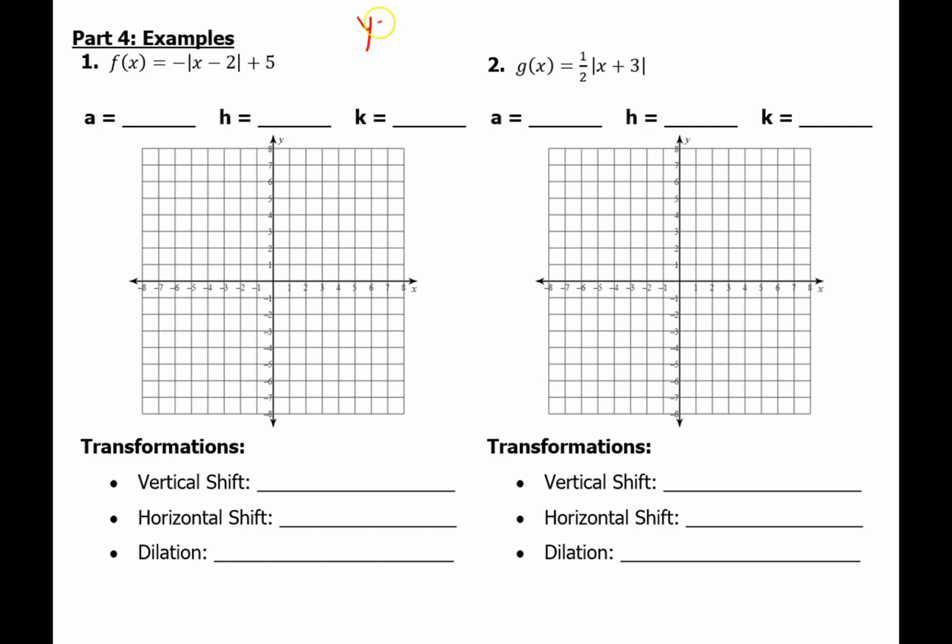Remember, we have our formula, which is going to help us if we have it memorized. The a value is the number being multiplied out front, so that means it's -1. The h value is the number inside of the absolute value bars with the x. So remember, I'm going to change the sign here. Instead of saying -2, I'm going to say +2. And then the k value is the number added or subtracted outside.